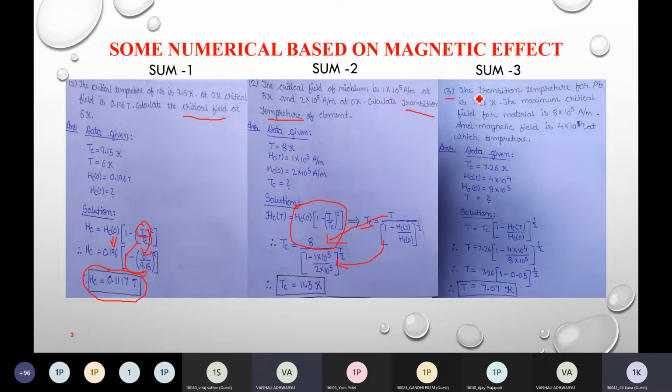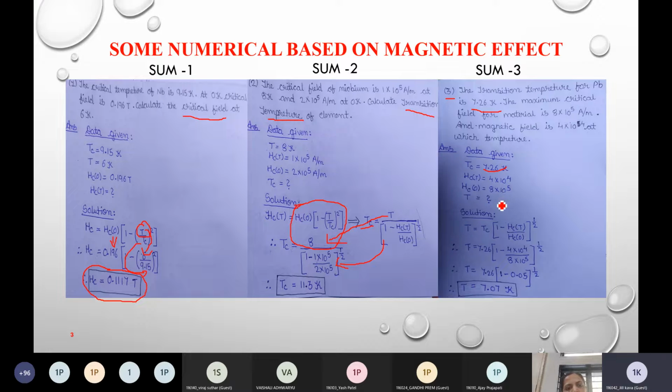Now the third sum: the transition temperature for lead is 7.26 Kelvin. The maximum critical field for the material is 8 into 10 to the power 5 and the magnetic field is 4 into 10 to the power 4. At which temperature? Here the temperature given, 7.26, is Tc, the transition temperature, and Hc of T is 4 into 10 to the power 4 and Hc of 0 is 8 into 10 to the power 5.